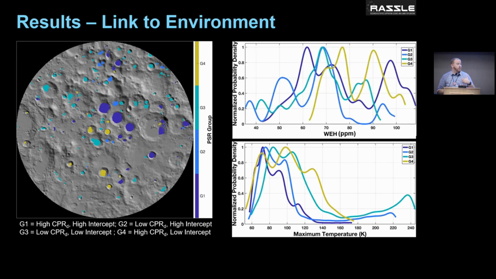And when I look at water equivalent hydrogen for group 1 and group 4, I'm seeing a bimodal distribution where one of the modes for both group 1 and group 4 are high and the other two modes are a bit low. So there might be local scale heterogeneities within the PSRs themselves. So that's also interesting. While group 2 and group 3 there is some assemblages for multimodal distributions, but they're all rather low. So super cool. There might be a link here.